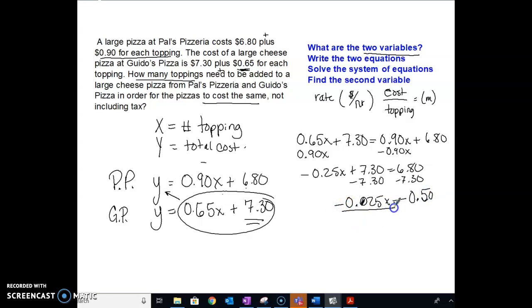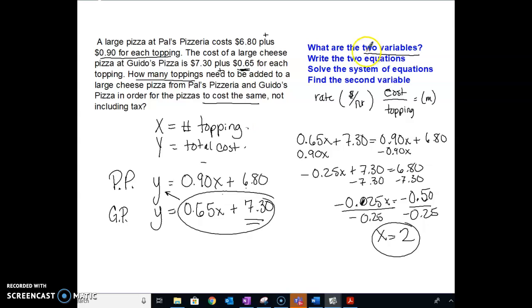Oh, so those two negatives go away when I divide both sides by negative 0.25. x is equal to 2. Wait a sec, what did we let x equal? The number of toppings. So when I have two toppings, the cost is going to be the same.